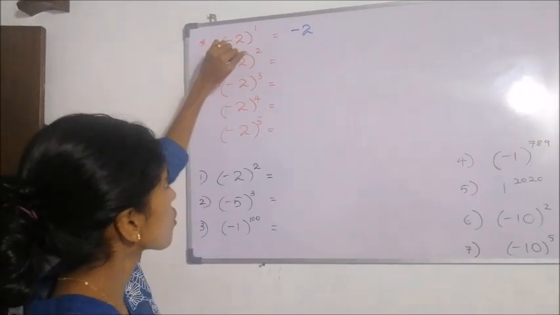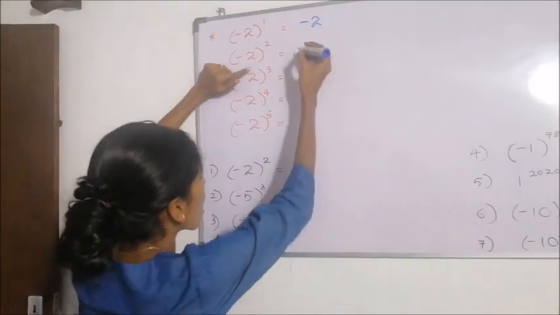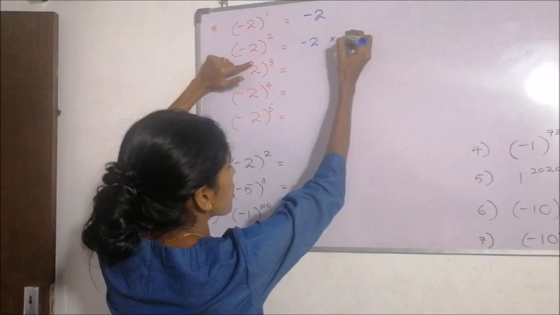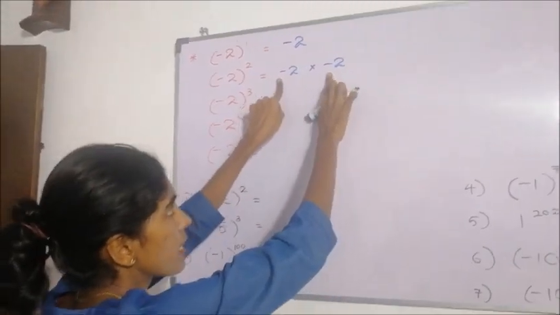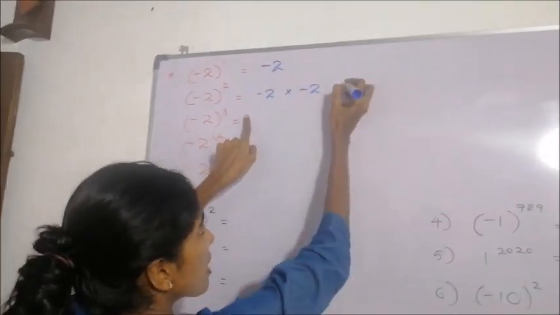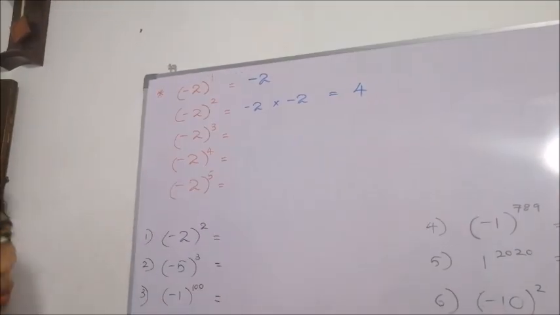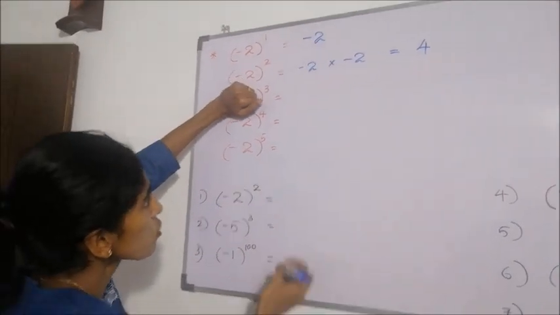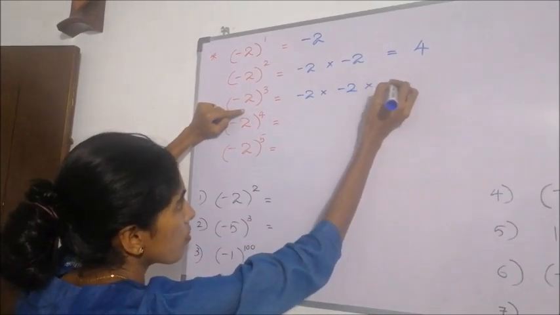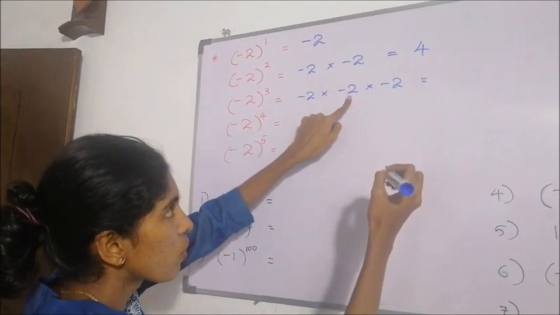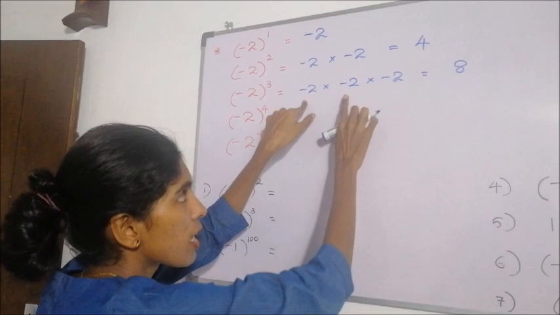Next, this minus 2 inside the bracket should be repeated how many times? 2 times. So here I am writing minus 2 multiplied by itself 2 times. See, signs separately, numbers separately we multiply. Minus minus plus, 2 times 2, 4. It's plus 4. Next, this minus 2 should be repeated 3 times. So I am writing minus 2 into minus 2 into minus 2. 2 times 2, 4. 4 times 2, 8. See the signs, okay? Minus minus becomes plus.